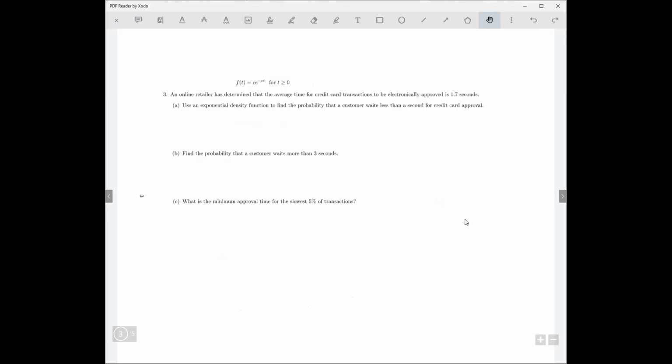Okay, so this right here is the exponential distribution. And it says an online retailer has determined that the average time for credit card transactions to be electronically approved is 1.7 seconds. Use an exponential density function to find the probability that a customer waits less than a second for a credit card approval.